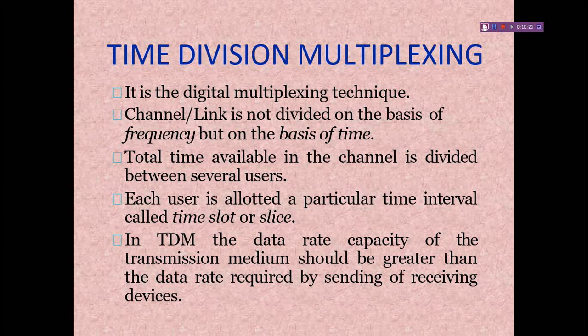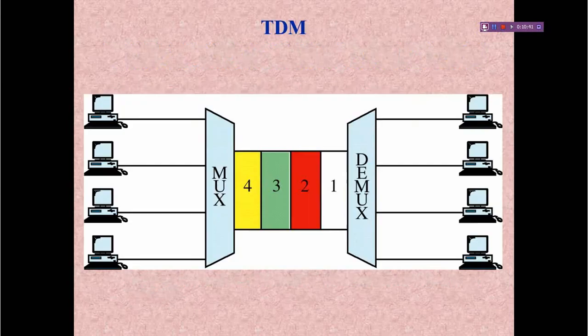In TDM, the data rate capacity of the data transmission medium should be greater than the data rate required by the sending or receiving device. Means the data rate capacity of the medium should always be greater than the data rate required by the sending or receiving device. So this is an example of time division multiplexing. Here there are 4 users, and each user has their own time slot to transmit the data in the channel.